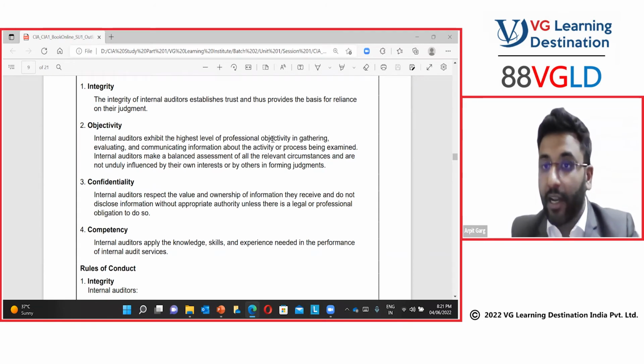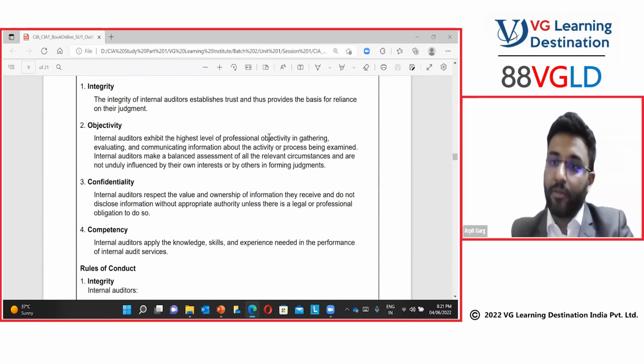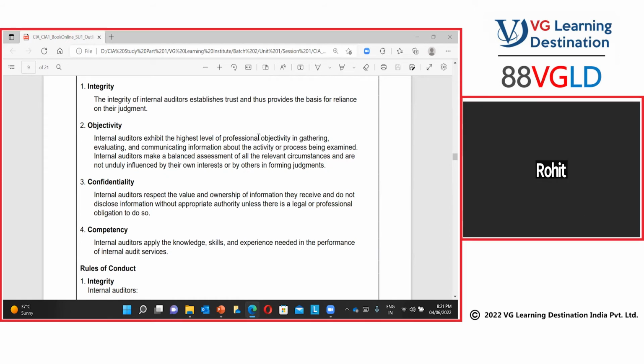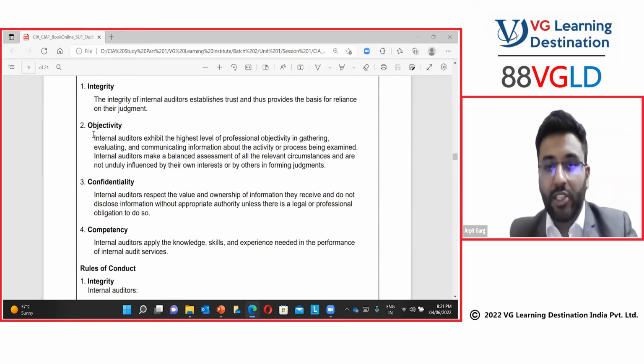Are you able to relate now? Are you clear? Whenever you are reading objectivity, you may choose to replace it with what objectivity is all about. It's about being unbiased and it's about not having conflict of interest, right? So are you able to relate this terminology better now?